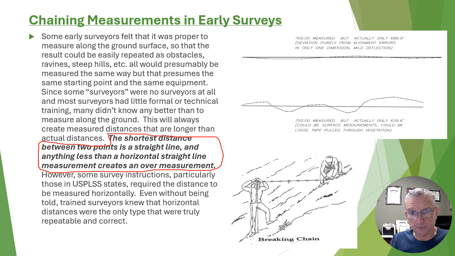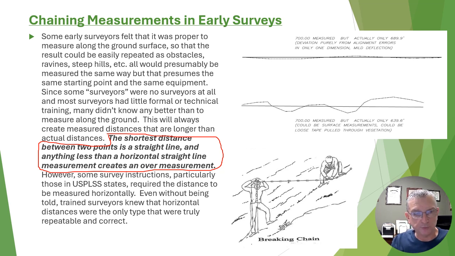But in this example, the actual distance from the start point to the end point is only 639 feet. So it's off about 60 feet in 700. That's something else you have to keep in mind: when they were chaining, if they didn't chain in an exact straight line, if they chained along this dotted line on perfectly flat land, you still get that much error, just from not being a straight line from point A to point B.